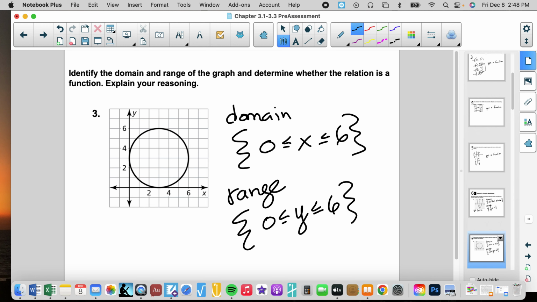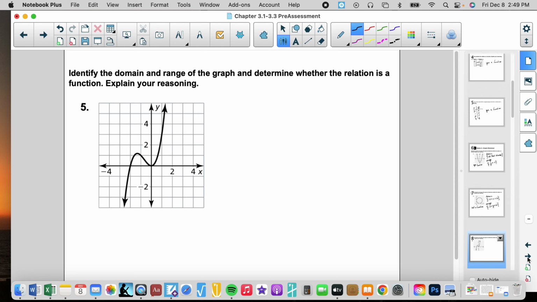Is it a function? It is not a function. And we talked about why it wasn't a function. We gave an example because when I inputted 1, I got 2 outputs. I got this as an output and I got that as an output. So that signifies that it's not a function.